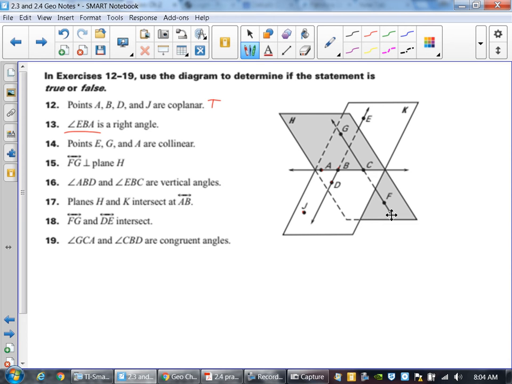Points E, G, and A are collinear. E, G, and A. Why not? They're not even on the same plane. Very good. They're not on the same plane. Okay. What is that? Is that a segment or a ray? Is that a ray? Yeah. Is ray FG perpendicular to plane H?